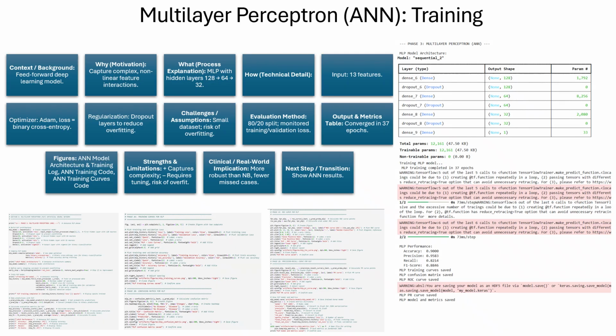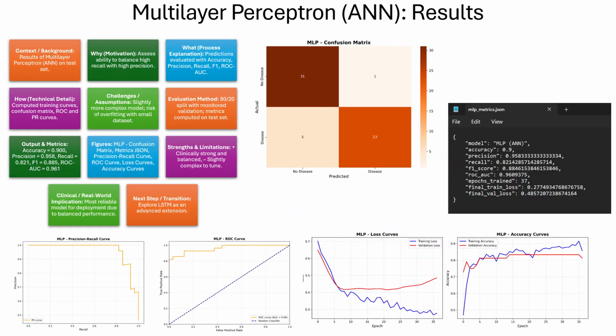We train a multi-layer perceptron with 3 hidden layers of 128, 64, and 32 neurons using Adam Optimizer and binary cross-entropy loss. Dropout was applied for regularization to reduce overfitting, and the model was trained on 13 input features with an 80-20 split. Training converged in 37 epochs, showing more robustness than Naïve Bayes. Next, we will look at the ANN results.